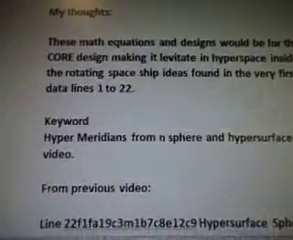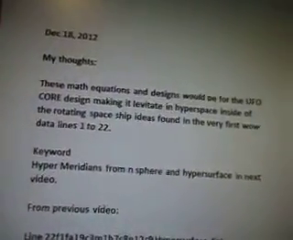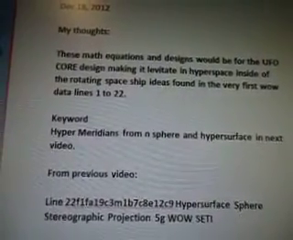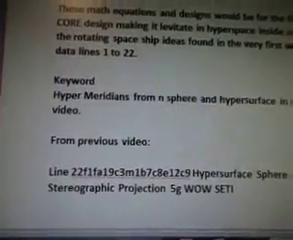would be for the UFO core design, making it levitate in hyperspace inside of the rotating spaceship ideas found in the very first WOW data lines 1 to 22. So the next keyword, last one was Hypersurface. Now we're going to talk about hypermeridians from N-sphere and Hypersurface in the next video.